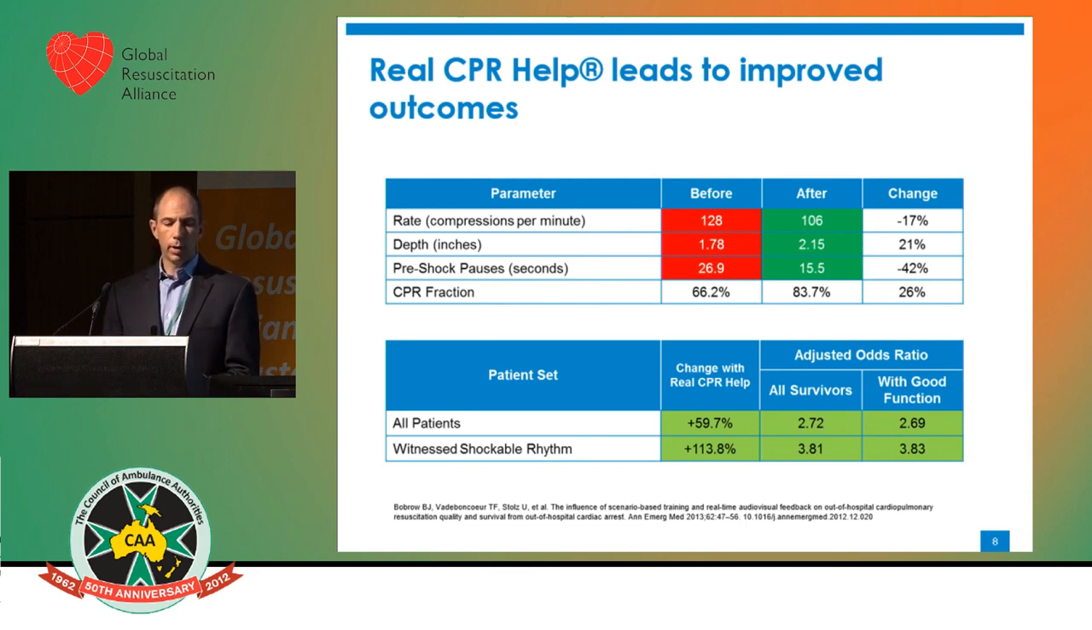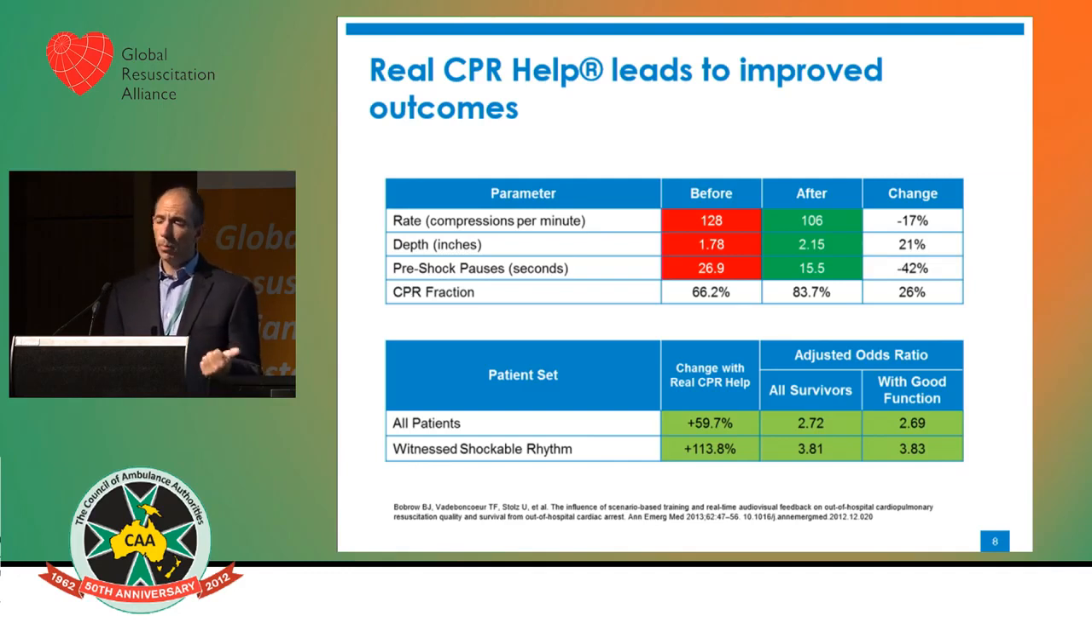But overall, CPR fraction, 66% to 83.7%. So, dramatic improvements. And so what does that mean for survival? So all patients changed with CPR feedback. There was an increase of 59.7%. So adjusted odds ratio, 2.72. So you're 2.72 times more likely to survive cardiac arrest if CPR feedback was used during your resuscitation.